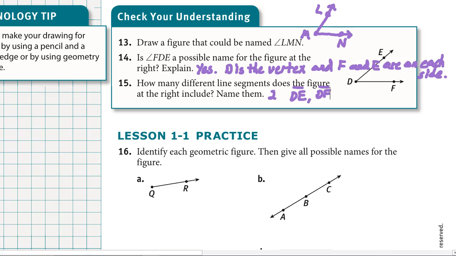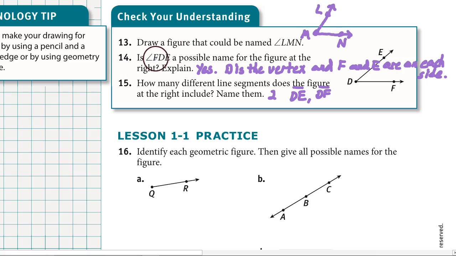Here are the answers to the check your understanding questions. Number 13, draw a figure that could be named angle LMN. Here's one possibility. The letter M is the middle letter of the name, so it must be the vertex dot. Then you can locate L and N anywhere you want to on each side of the angle.